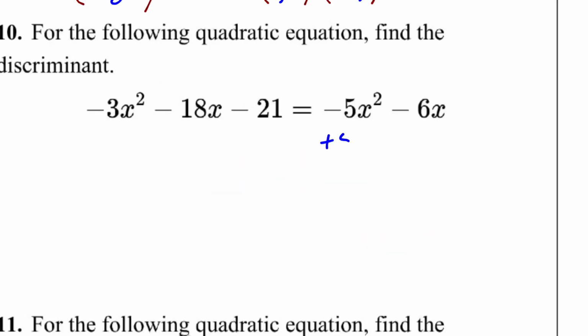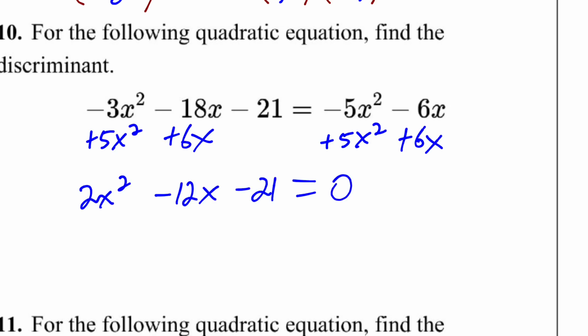Here, first I want to get this equal to 0, so I'm going to add 5x squared to both sides. I'm going to add 6x to both sides. And I have everything equal to 0, which means I can start the problem. So b is negative 12.